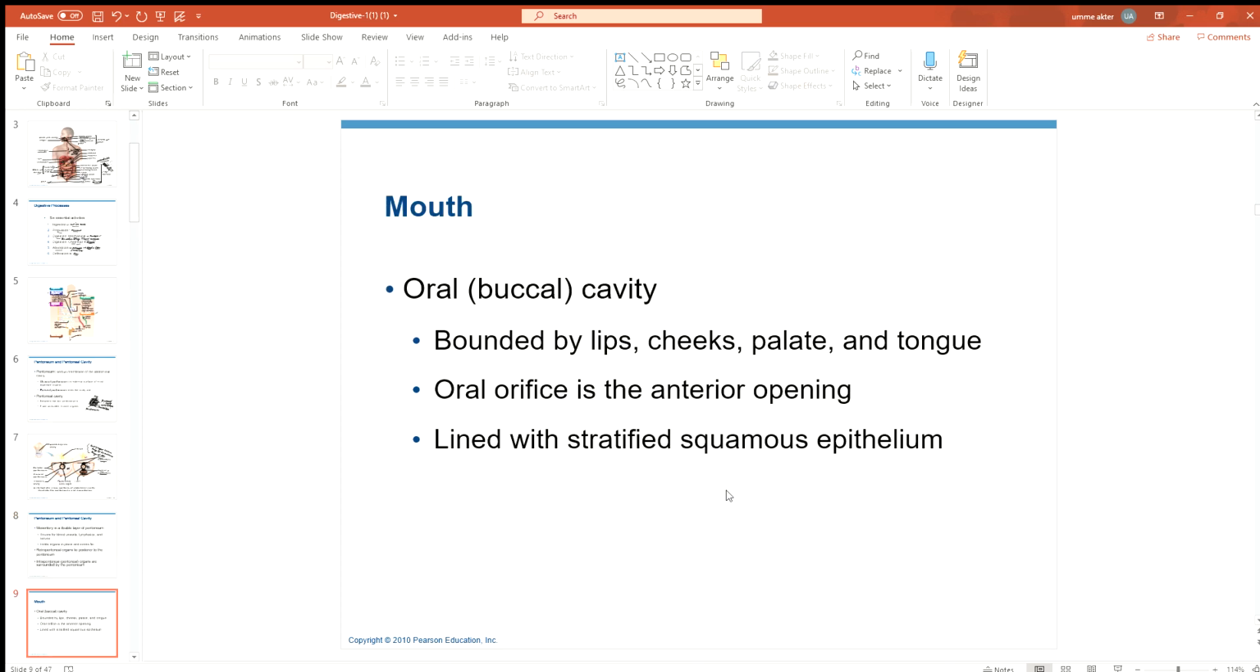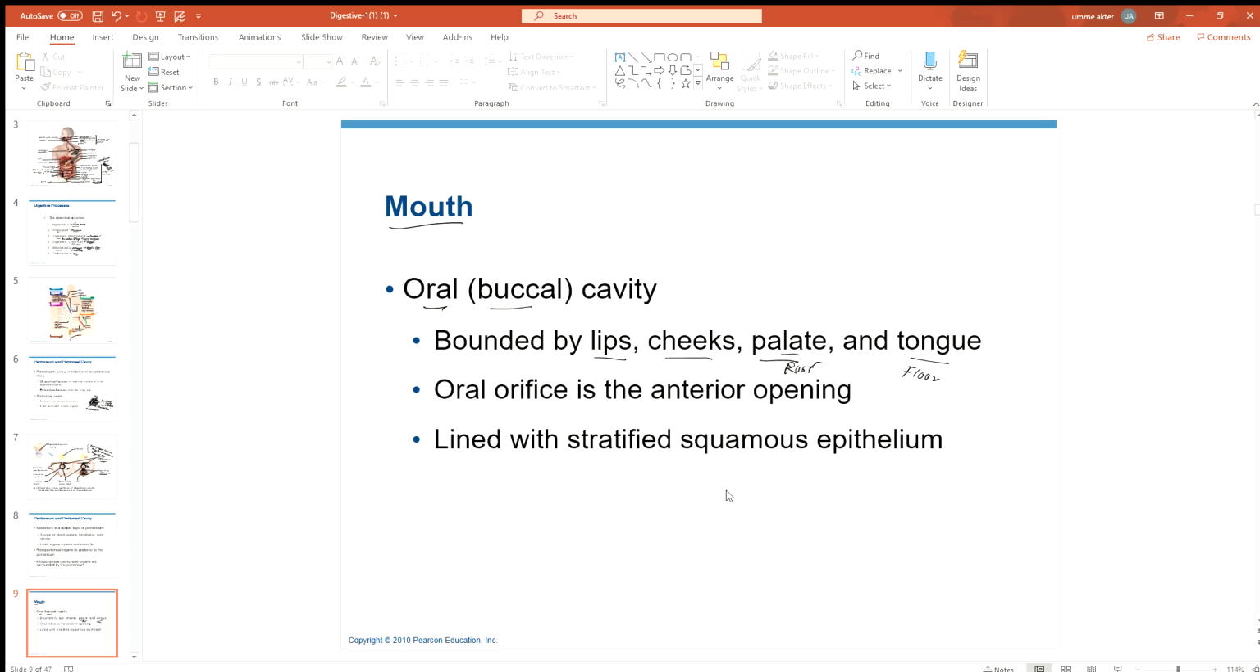Now we'll see the first organ of the GI tract, which is the oral cavity or mouth, also called buccal cavity. The boundary of your mouth or oral cavity: anteriorly you have the lips, laterally you have the cheeks. The roof of the mouth or oral cavity is the palate. If you put your finger inside your mouth and move up, you will touch the palate. You can also touch the palate by your tongue. The tongue forms the floor of the oral cavity or mouth.